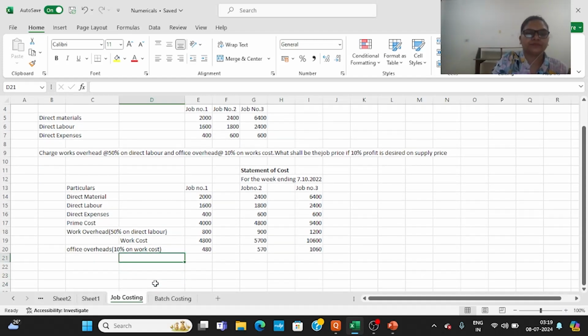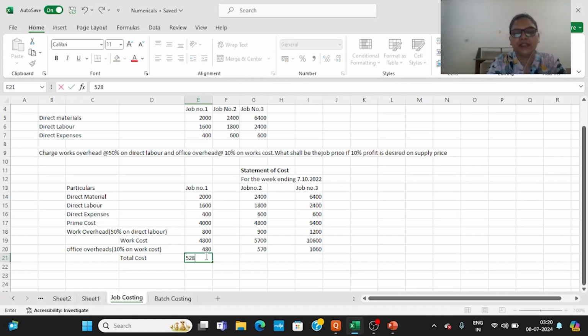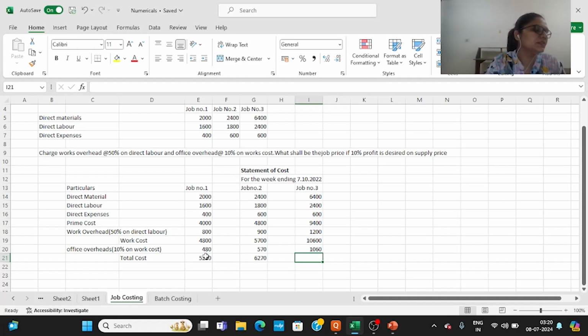Now, after overheads, we will get the total cost. Total cost is 4800 plus 480, which gives you 5280. Next is 6270. Next is 10,600 plus 1060, which will give you 11,660.